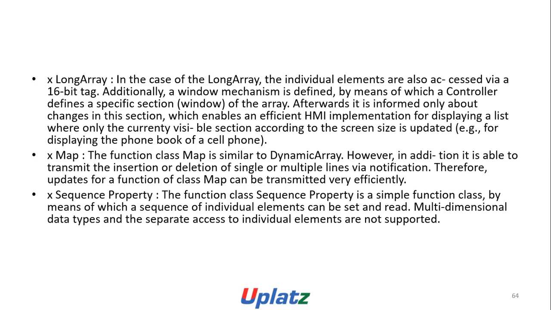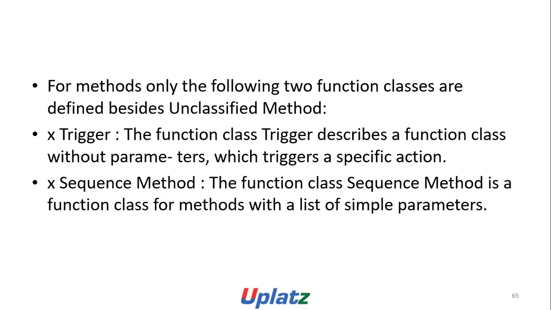Map. The function class map is similar to the dynamic array. However, in addition it is able to transmit the insertion or deletion of a single or multiple lines by a notification. Therefore, updates for a function of class map can be transmitted very efficiently. Sequence property. The function class sequence property is a simple function class by means of which a sequence of individual elements can be set and read. Multidimensional data types and separate access to individual elements are not supported.